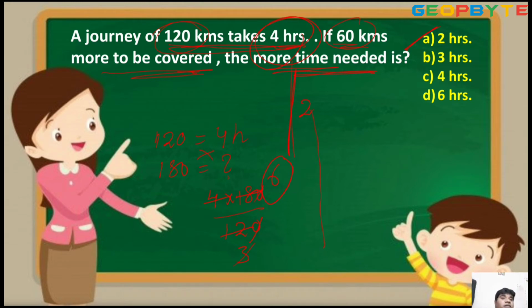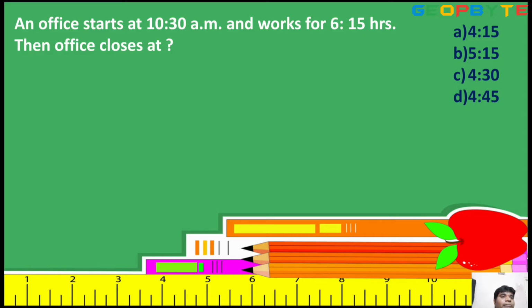Now the direct logic. 120 kilometers is 4 hours, so 60 means how much? 60 means the 120 becomes half, so the 4 becomes half, which is 2 hours. So this 60 takes 2 hours. The answer is 2 hours. Children got it? 120 means 4, you want 60, so the 120 becomes half and 4 becomes 2. So the answer is 2. Okay, children. Next.